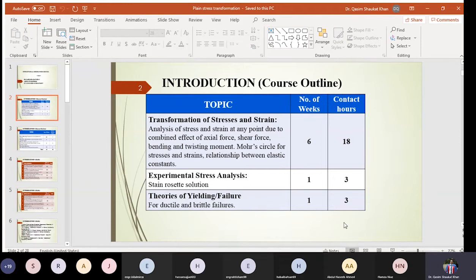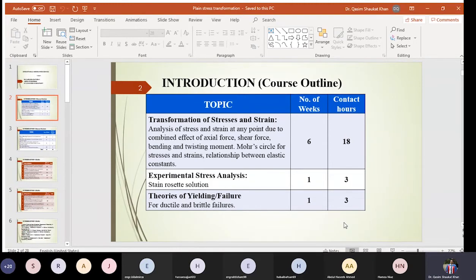And from the Mohr circle, we will again get the transformed normal and shear strains. We will get the principal strains, maximum in-plane shear strains. We will get the orientation of the principal planes and the orientation of the shear planes. Okay? So Mohr circle is a graphical solution.